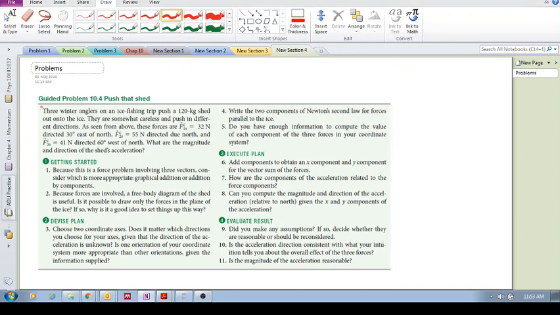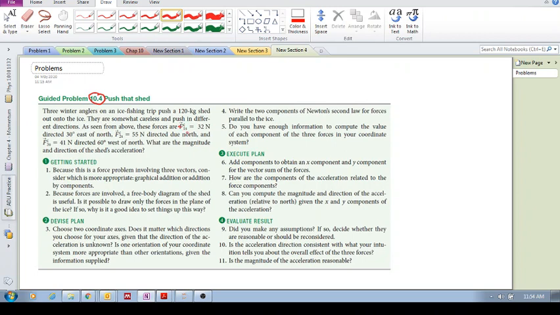Alright, so we're in chapter 10 still. Let's look at guided problem 10.4. Push that shed. Three winter anglers on an ice fishing trip push a 120 kilogram shed out onto the ice. They are somewhat careless and push in different directions. As seen from above, the forces of these three are 32 newtons, the F1S C, so that's contact force, F1.